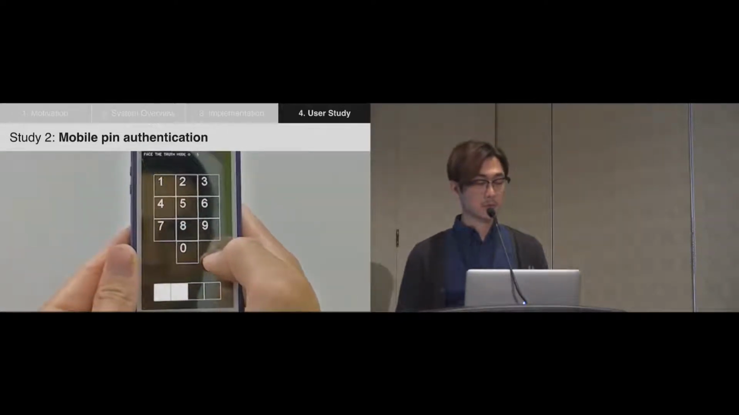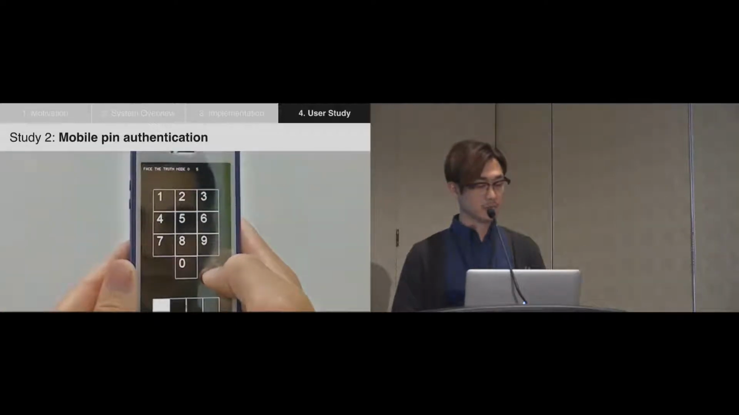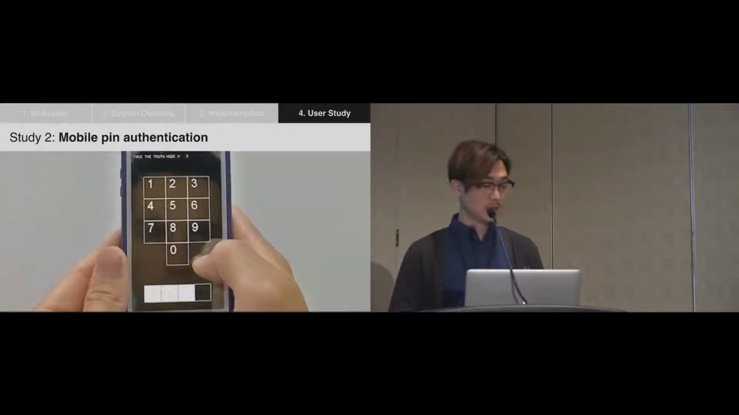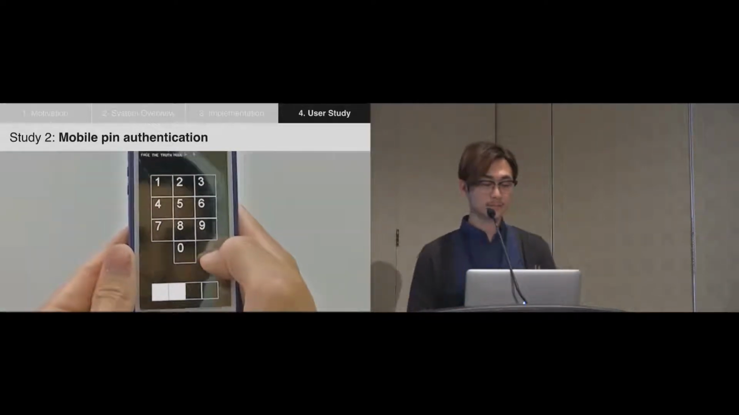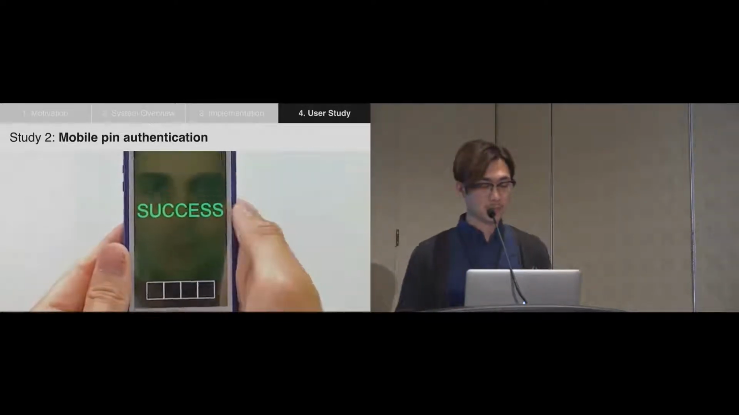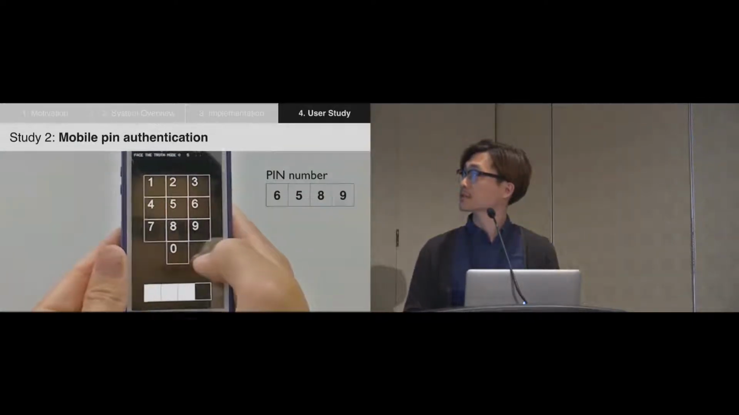The second prototype was a mobile pin authentication system. For evaluation, we implemented a mobile interface that the user can point at with on-screen reflection for authentication. In this video, the number is entered with Reflector. The pin is 6589.